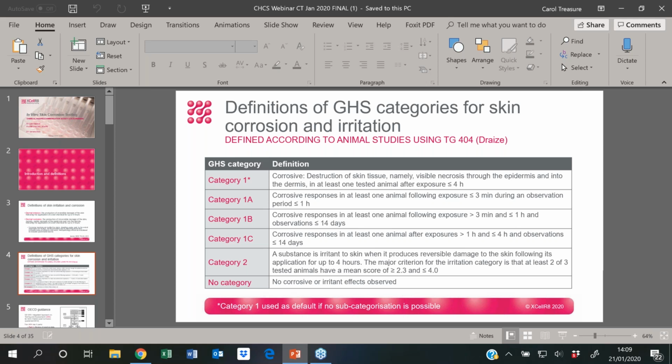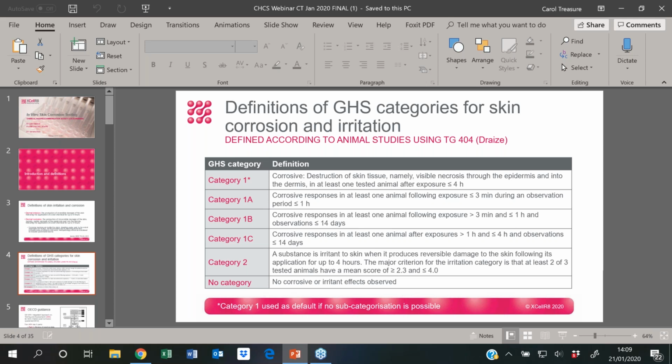And in cases where it's not possible to subcategorize into 1A, B, or C, there's a standard definition that you would just use category 1. But you can see that following on from that, there are subcategories A, B, and C, which are progressively weaker responses. And so 1A means that there would be some kind of response in less than 3 minutes. 1B, there would be a response between 3 minutes and 1 hour. And 1C, the response would take place after 1 hour, but before 4 hours.